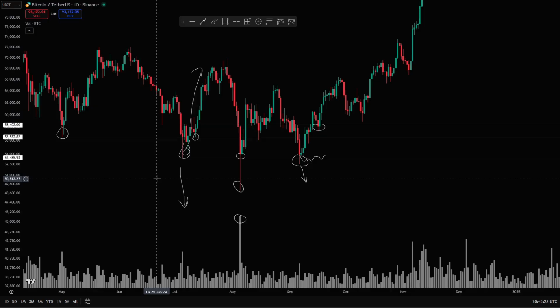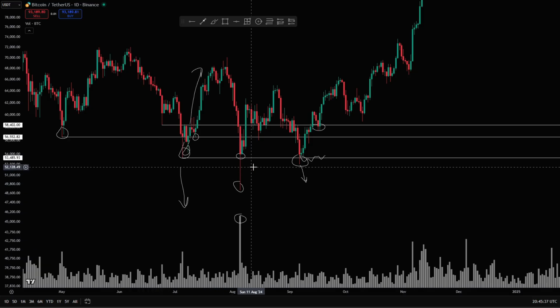So this strategy isn't going to work every single time. No strategy does work every single time. But on the higher time frame, it's quite reliable. And a trick you can use is once you've identified these movements on the higher time frame, then you can go to the lower time frame and get even better risk reward on your trades.